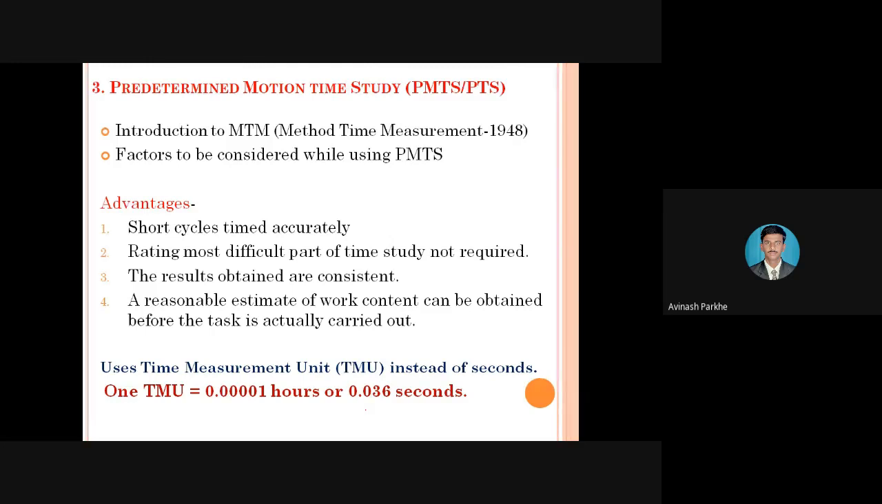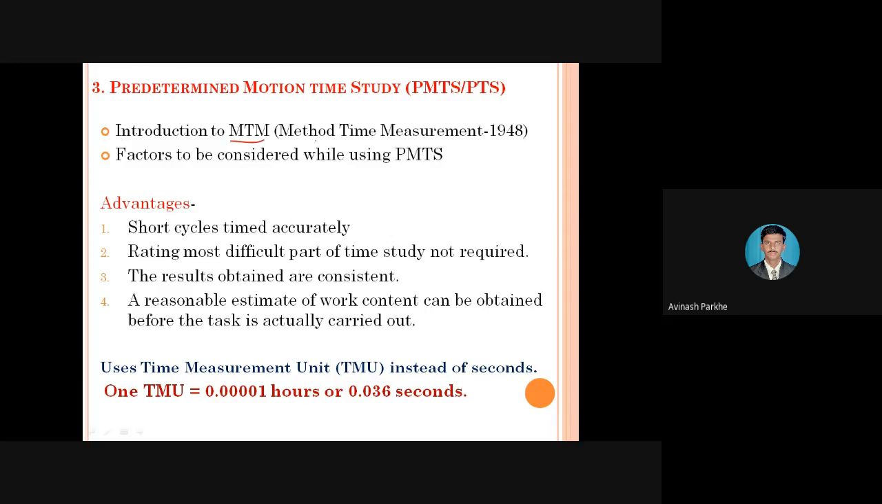But the name itself suggests that predetermined motion time study means we are checking the time required for the operator whenever the operator moves from one location to the second location, from second to third, third to fourth, like that. Whatever the motion taking place, how much time is required for that particular motion, we are calculating by using the predetermined motion time study. But from where is this concept generated? So here one concept is there, introduction to MTM.